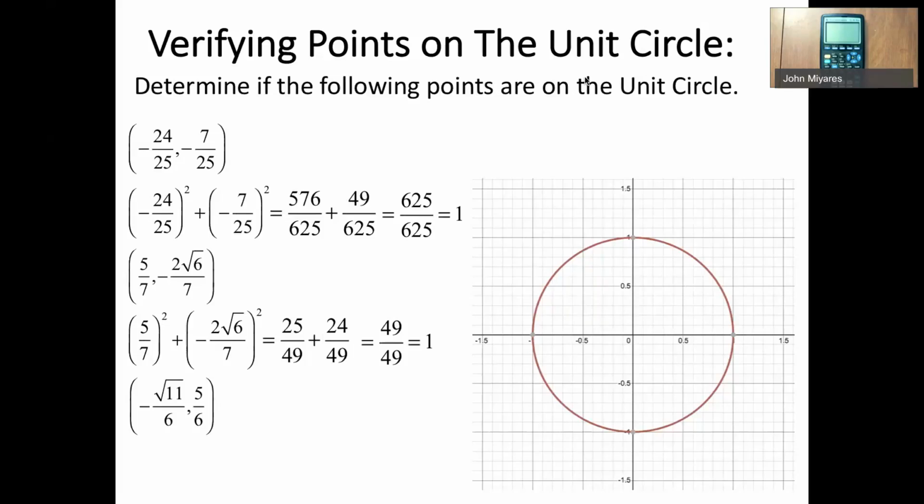For the last example, we'll do the same thing, squaring each of the terms. The negative square root of 11 over 6 squared will become positive 11 over 36, while 5/6 squared becomes 25 over 36. Adding these together will give you 36 over 36, which equals 1.